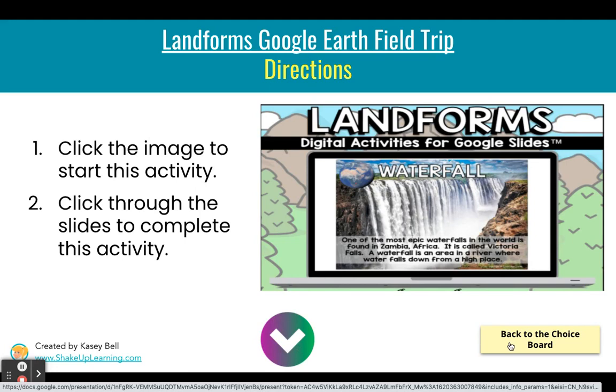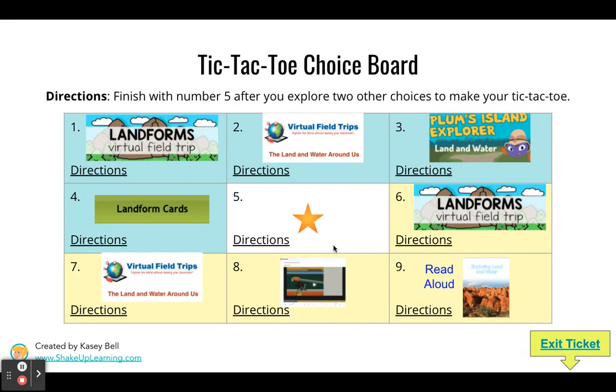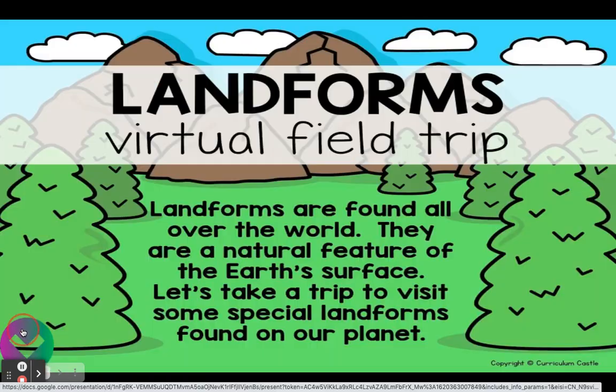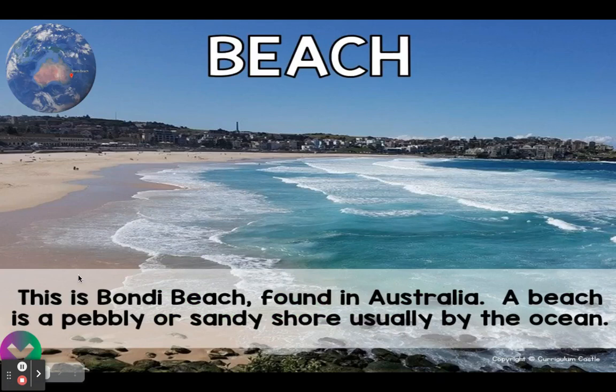If I don't want to do this one and I want to go back to the choice board, I can always click back to the choice board and I'm back at the choice board. So everything has a link, you will notice. Here's the down arrow here on the slide. I can also click the down arrow key on my keyboard and get to the same thing.